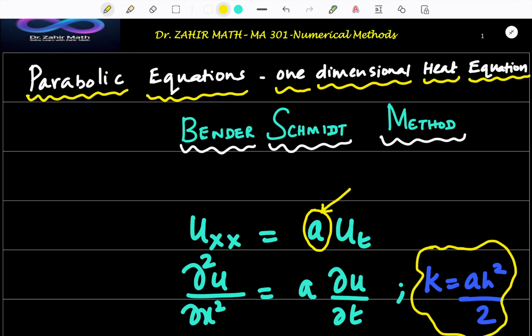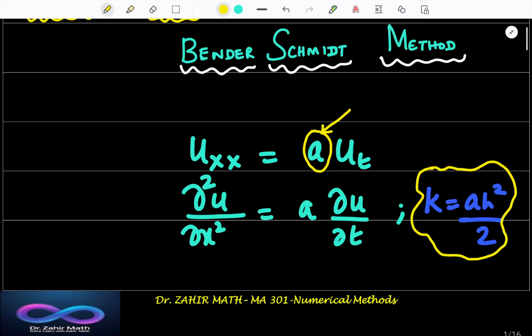In this video, I'm going to solve the one-dimensional heat equation, which is a parabolic equation, using the Bender-Schmidt method. For the one-dimensional heat equation, we are going to study two methods. One is the Bender-Schmidt method. Another one is the Crank-Nicolson scheme. These are the two methods we are going to study. So in this video, I'm going to explain how to solve this parabolic equation, that is your one-dimensional heat equation, using the Bender-Schmidt method.